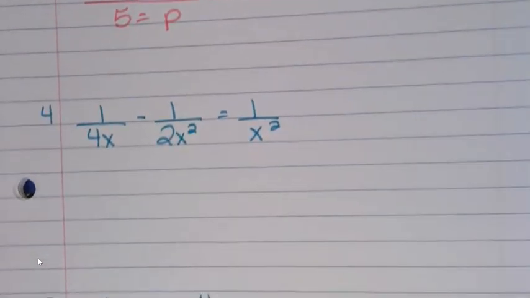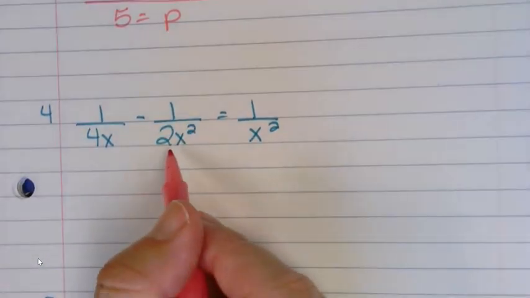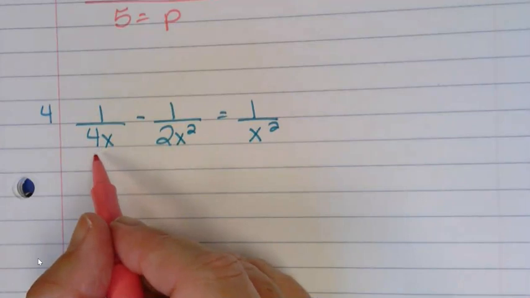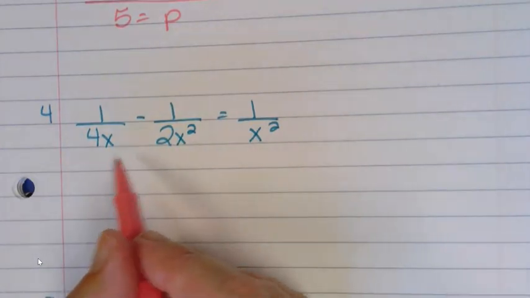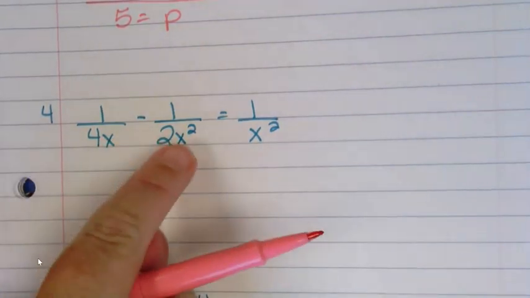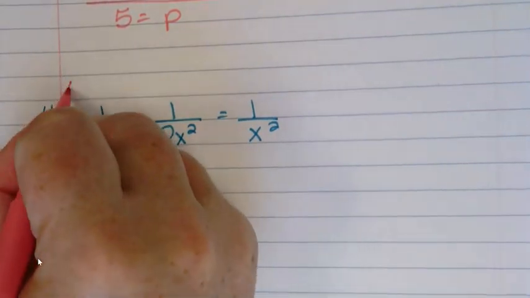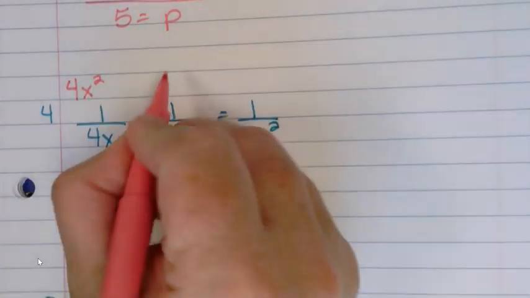Okay, so here's another one. Here's a situation where 4 is our biggest number, but we have an x squared that's bigger somewhere else. Is it okay to take this piece and that piece? And the answer is yes. So we're going to multiply by 4x squared.